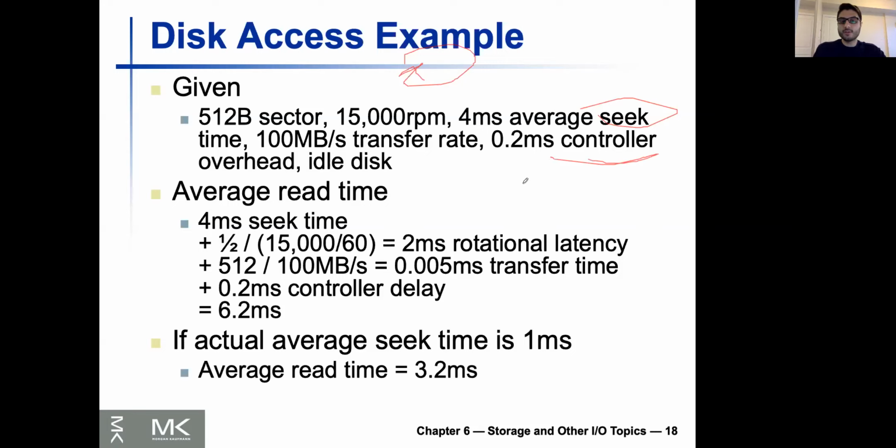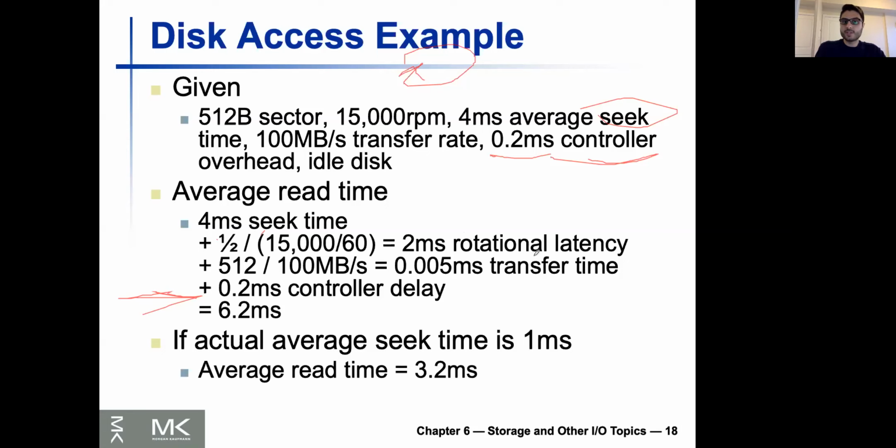There is a controller involved that controls the overall process. It has its own add-on delay or overhead. So for the average read time, you need to add them all together. You're going to have 4 millisecond seek time. Why? Because you had 0.2 millisecond control delay already added here.